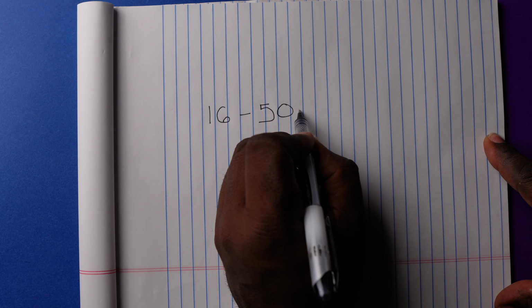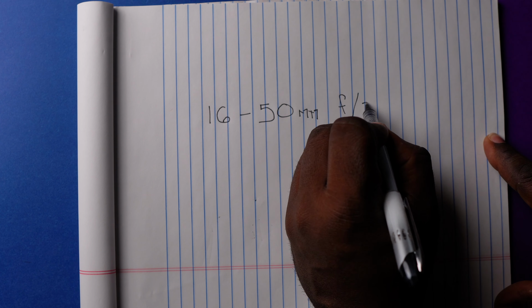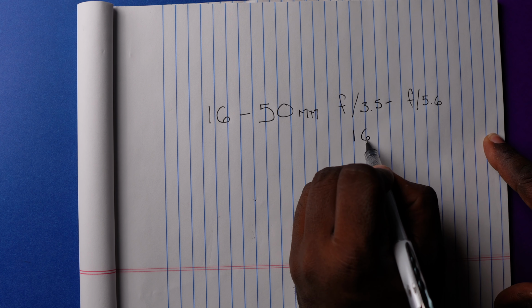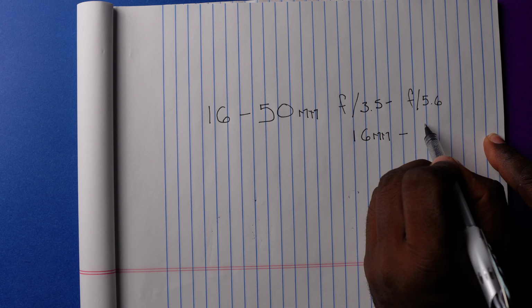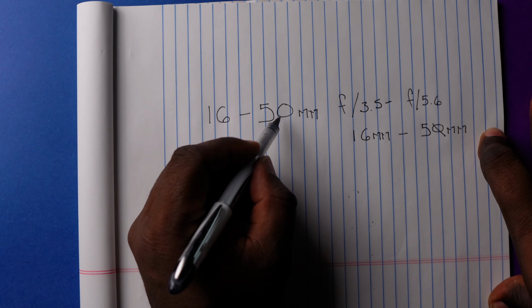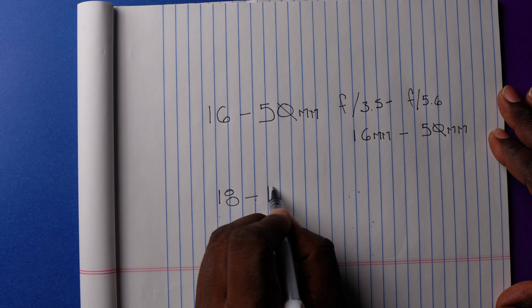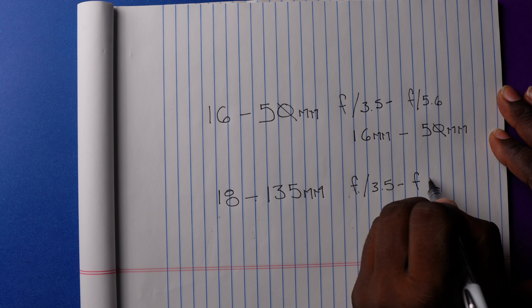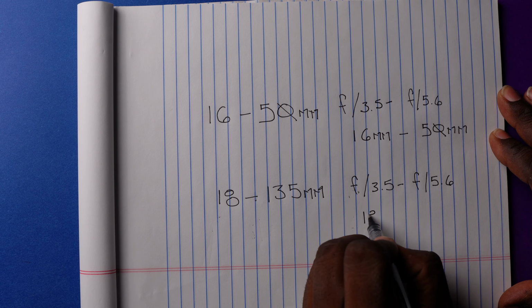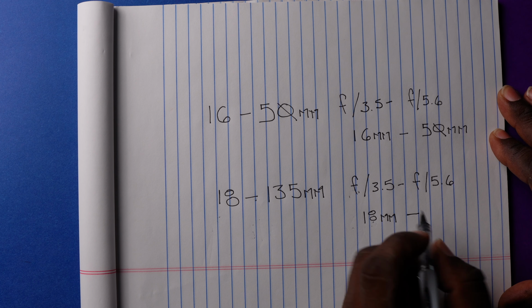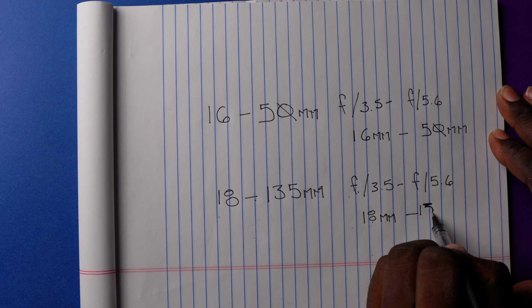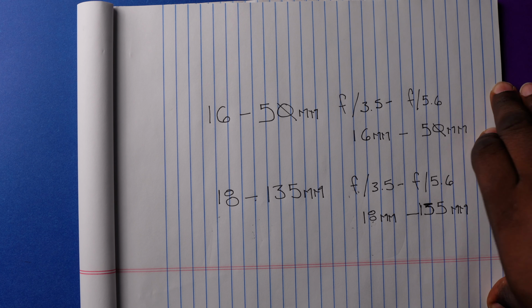So let's say that you have a lens that is a kit lens or whatever. It's a 16 to 50 millimeter lens, f3.5 to, let's say, f5.6. At 16 millimeters, it's 3.5, and when you zoom out to 50 millimeters, it's f5.6. Or say that you have the 18 to 135, and that's an f3.5 also to f5.6. And again, at the wider end, it has a lower aperture, which is the f3.5, and as you zoom out to the 135, it is 5.6.